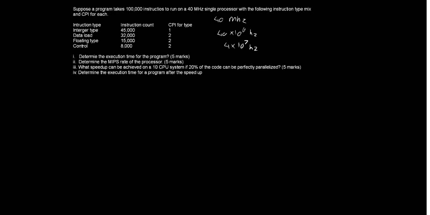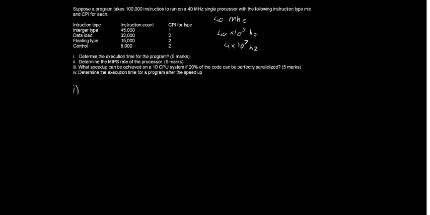So the first part of the question is determine the CPI, and determine the execution time. So now, if you remember, execution time, capital T, is equal to our instruction count times our CPI, remember, this is our average CPI, times the period. That's the symbol there. So first thing we're going to do is find our average CPI.